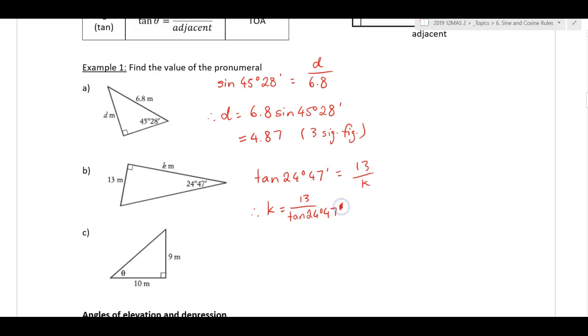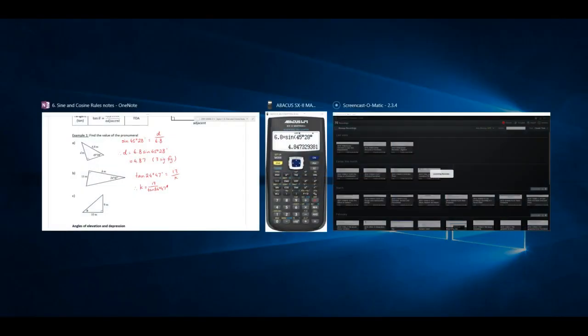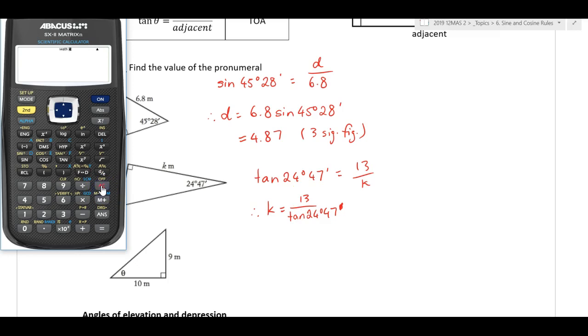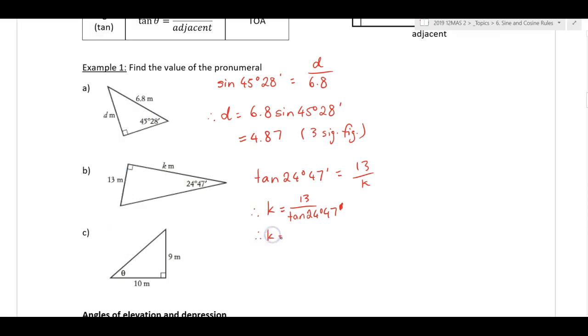Back to the calculator. Clear that away, and 13 divided by the tan of 24, 47 equals 28.2, let's say 28.2. I don't need to say meters because we've got the meters here, but I will say to 3 significant figures again.